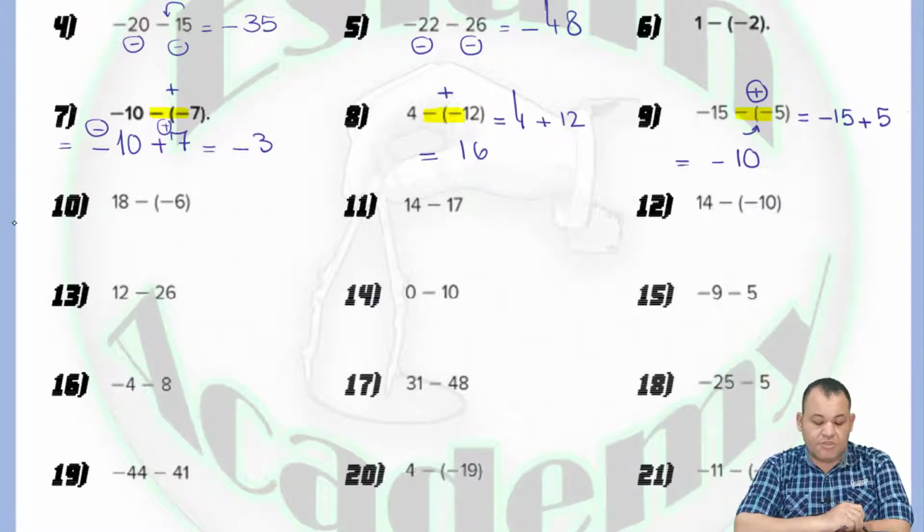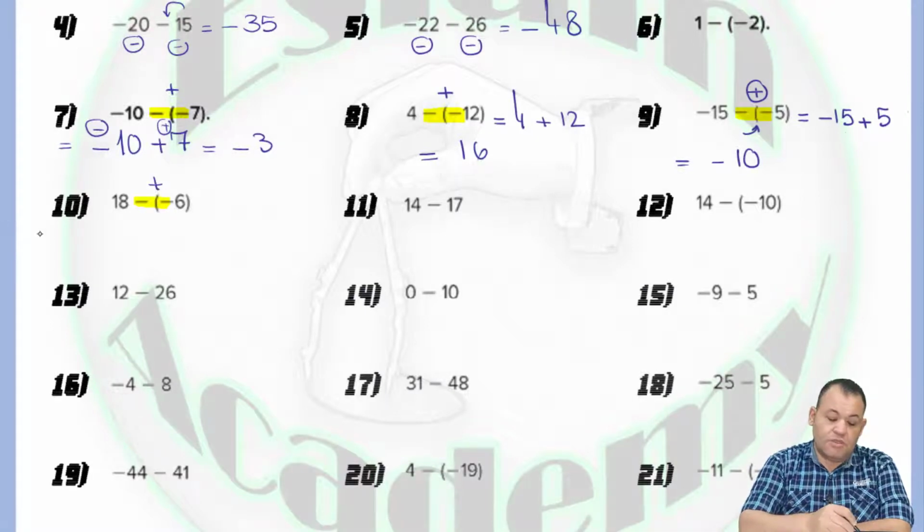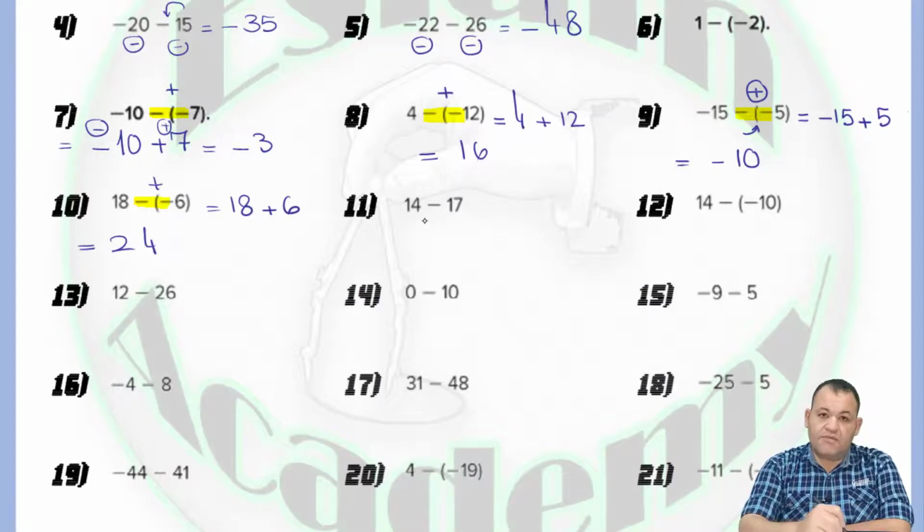Again for question number 10: 10 minus negative 6. Once you find minus followed by negative, just remove them and replace it with plus. So it will be 10, and instead of minus negative, it will be plus. Just write 6. Now if you look at the two numbers, 10 plus 6, the answer will be equal to 16.